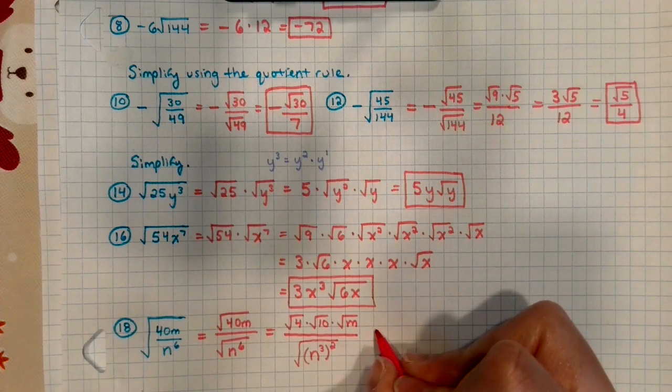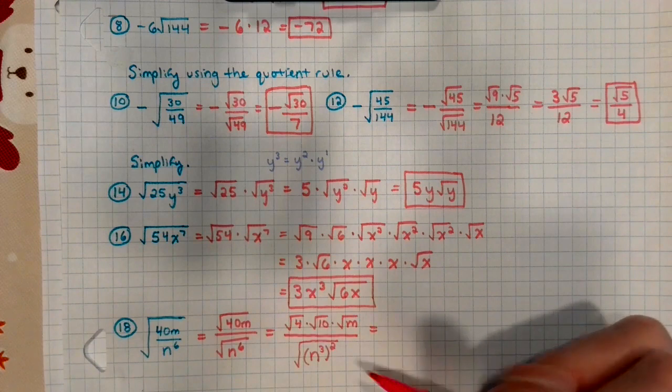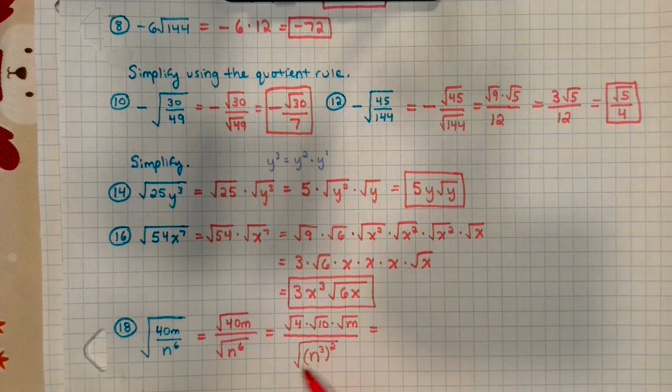And actually going back to this here, again, n to the 6th you could think of as n squared times n squared times n squared. And then taking the square root of each of those, you'd have n times n times n, which would be the same thing as n to the 3rd power. So either way, it's going to be the same answer, whether you use that product rule or the power rule for exponents. In this case, I'm using that power rule.